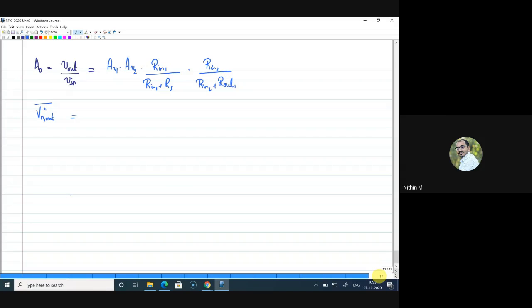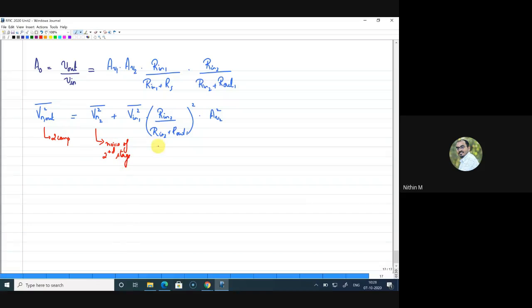Right. So I can write Vn out square as, there are two components. One is Vn2 square, that is directly there at the output. And then the second one is Vn1 square, which is at the output of the first stage, which is attenuated by the impedances at the input of the second stage. So that is Rin2 divided by Rin2 plus Rout1, the whole square. Again, that is multiplied by AV2 square. Right. So this is Vn out square bar. So I will mark that there are two components. One is the noise of the second stage itself. The second is the noise of the first stage, attenuated and amplified.